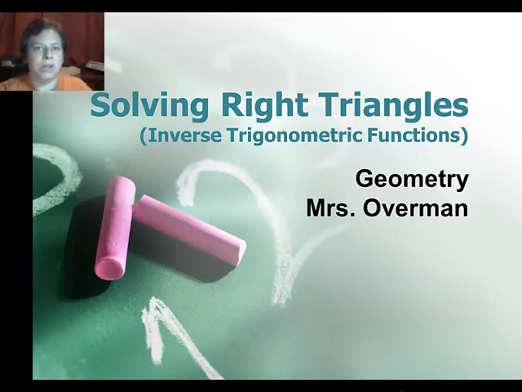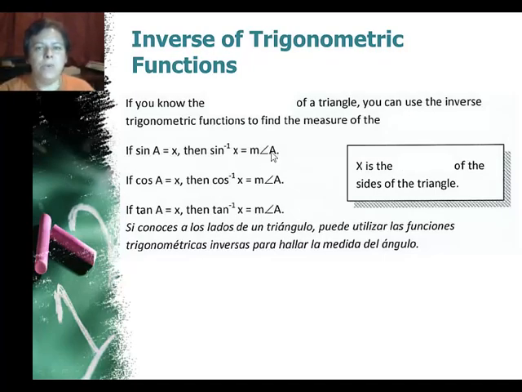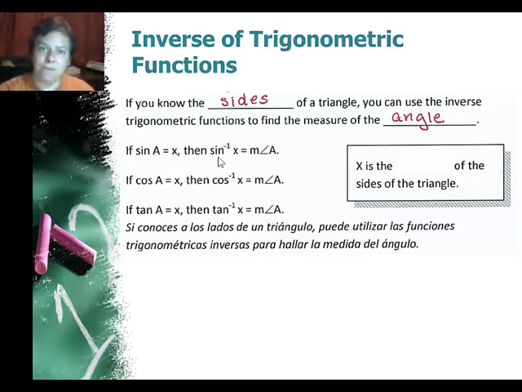So in this case, we're going to undo the trigonometric ratios we had before. If you know the sides of a triangle, you can use the inverse trigonometric functions to find the measure of the angle. You can see here the original function is sine of A is x. Well, if you do the inverse sine, and that's what we say, inverse sine of x, then you get back the measure of angle A. Usually when you're using a calculator, you'll want parentheses around this. And remember, x is not an angle. x is actually the ratio of the sides of the triangle.